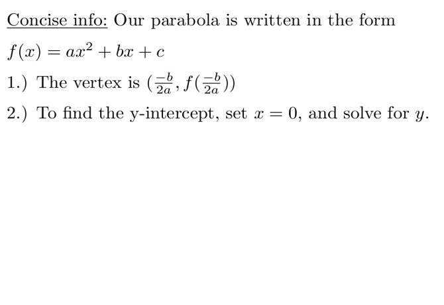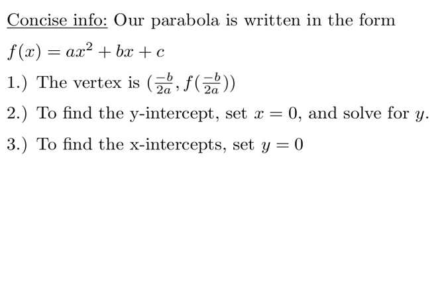And then we have point number 3. To find the x-intercepts, set y equal to 0, solve for x. So this is the same thing but the other way around. So let's draw that again. Oh, no, not that. That looks terrible. So just find out where it crosses the x-axis. So you notice that it crosses the x-axis when y is equal to 0.